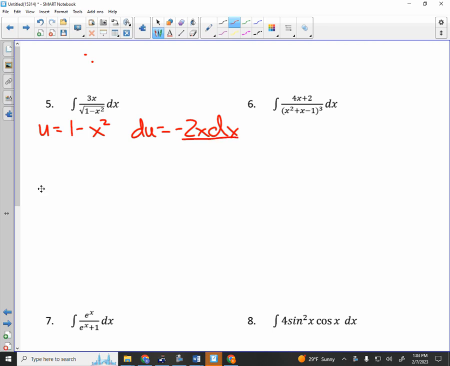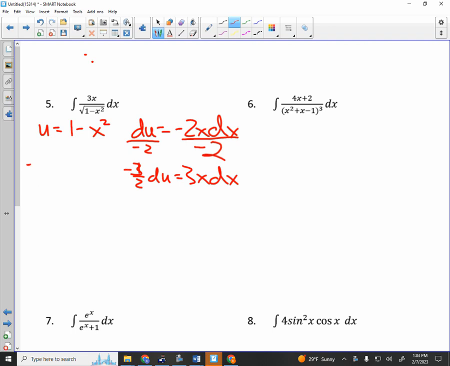Divide by? Very good. And so we get negative 1/2 du is equal to x dx. But I don't have an x dx. I have a 3x dx. So what are you going to have to do still? Multiply by 3. So we get a negative 3/2 du is equal to 3x dx. So I work with the constant.